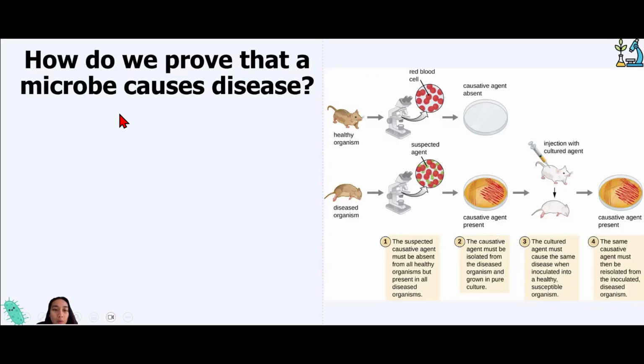So, first of all, how do we prove that a specific microbe causes a disease? I know it seems pretty intuitive nowadays, but back in the day, we didn't actually know microbes existed. So, when we first discovered microbes, we had to prove that this bacteria causes this disease, and that bacteria causes that disease.